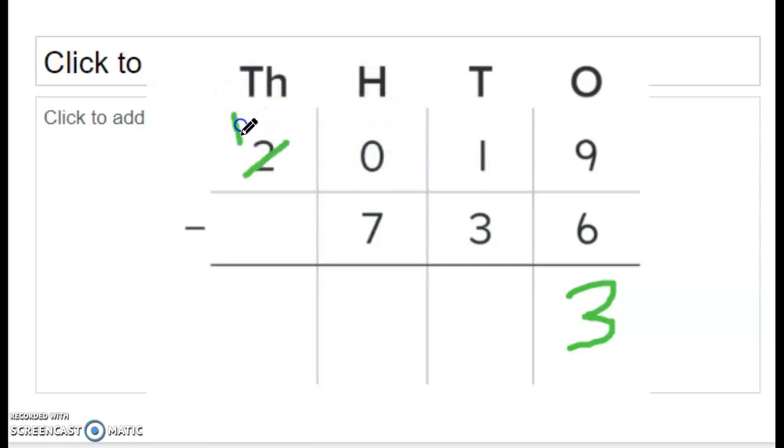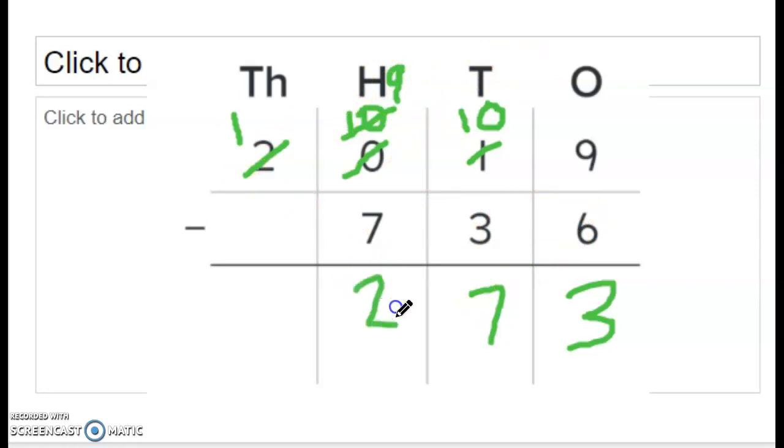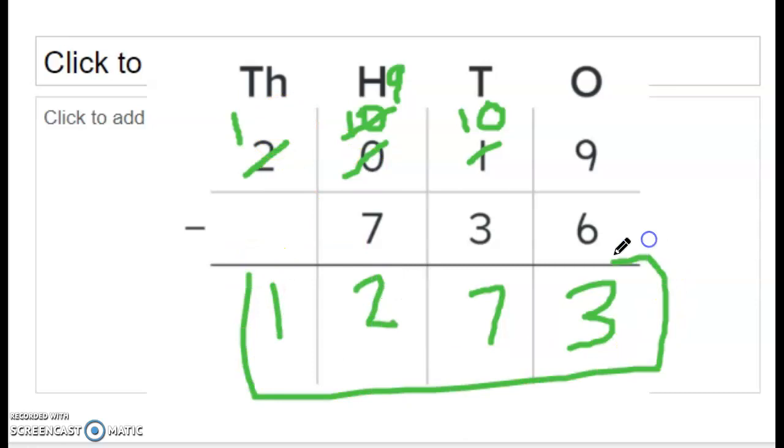I'm going to take a group away from the thousands, add it to the hundreds. Now I'm going to take one away from the hundreds and add it to the tens. So that leaves me with 9 hundreds, and I'm going to give it to the tens place. Okay, so now 10 minus 3, 7. 9 minus 7 is 2, and 1 minus 0 is 1. 1,273. Would that round to 1,300? Yeah, so we know that we got it right.